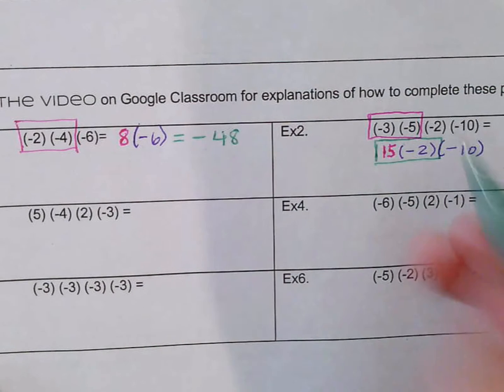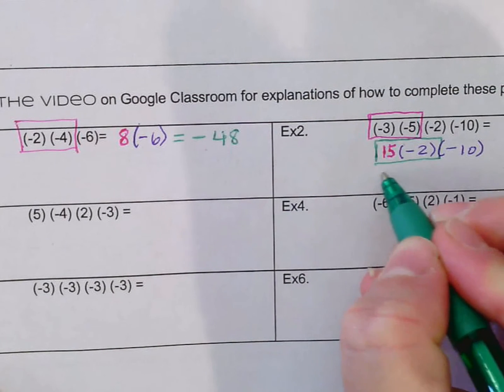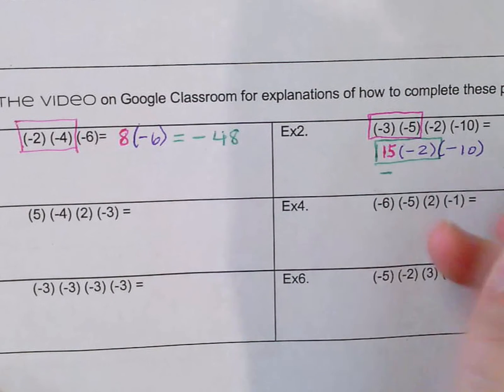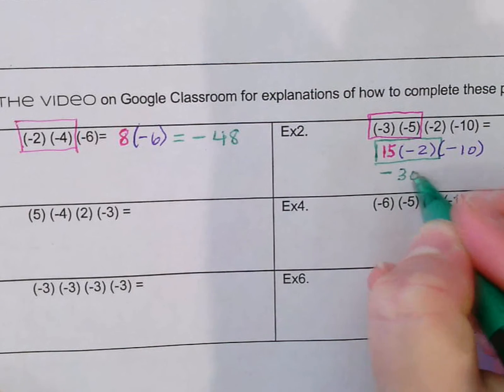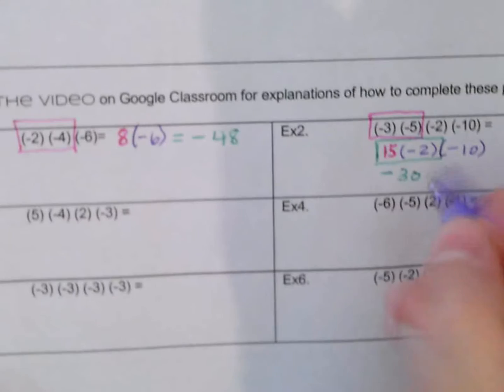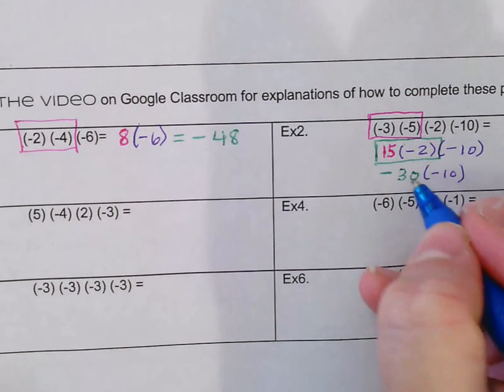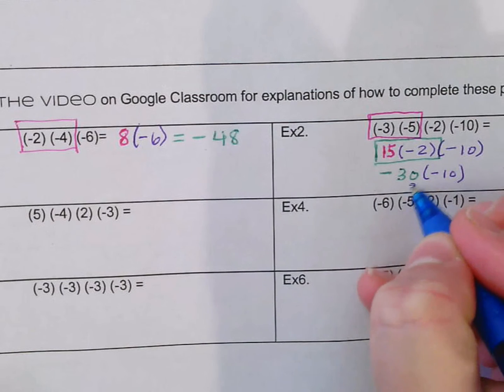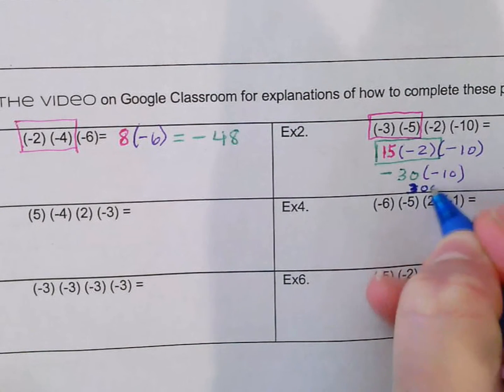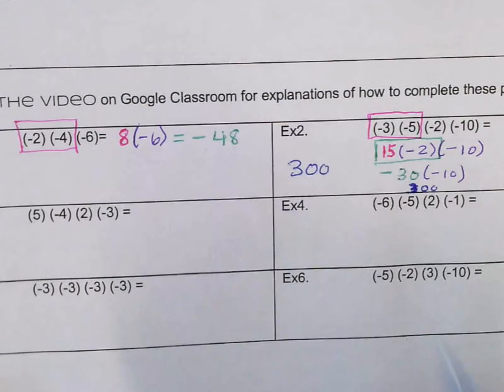15 times -2, those have different signs, so my answer is negative. And 15 times 2 is 30, so that becomes -30. But I've still got that original times -10. When I look at -30 times -10, I see that they're both negative. Since they have the same signs, my answer must be positive. 30 times 10 is 300. So for number 2, I get a positive 300.